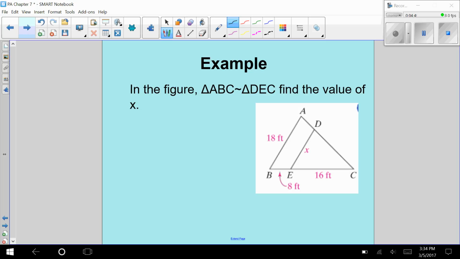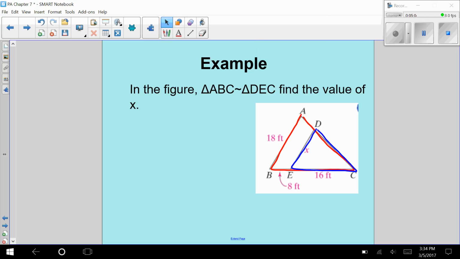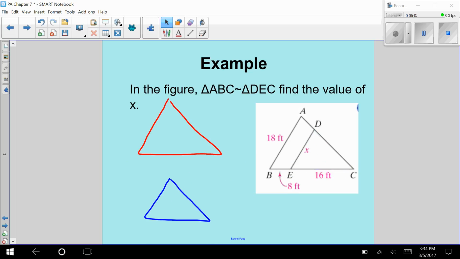All right, now for the trickiest type of problem today. We have a triangle within a triangle. So I know that triangle ABC, this big outer one, is similar to triangle DEC. Now you can't do this on your paper, but you're basically just going to draw two similar triangles. We have ABC and we have DEC. Let's label everything we know.